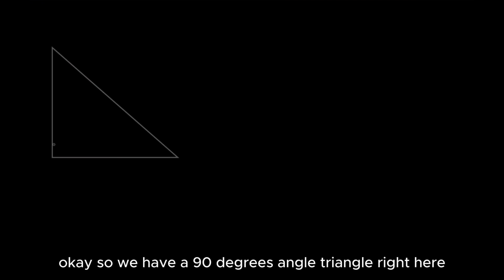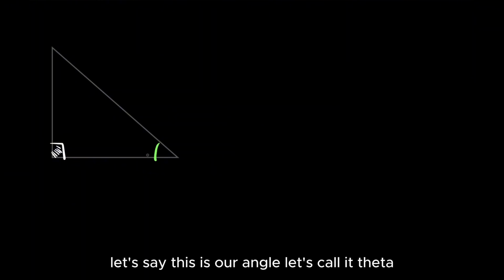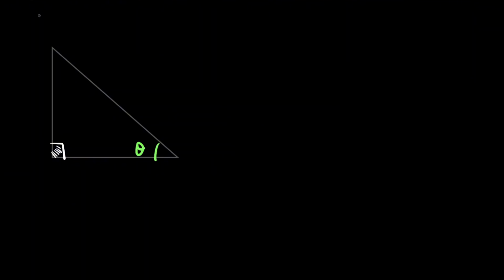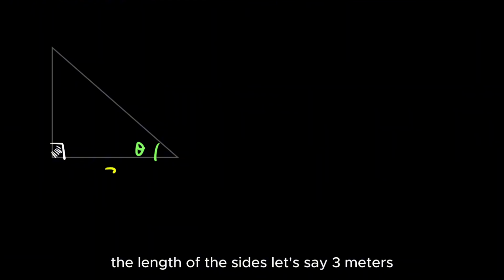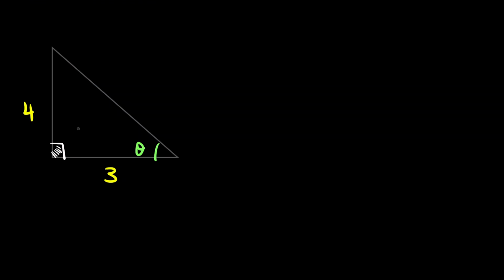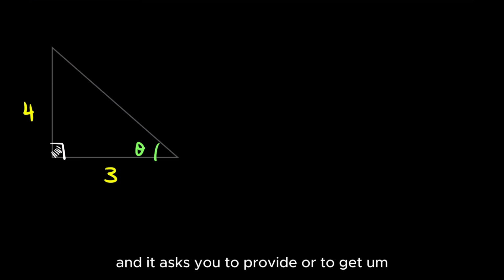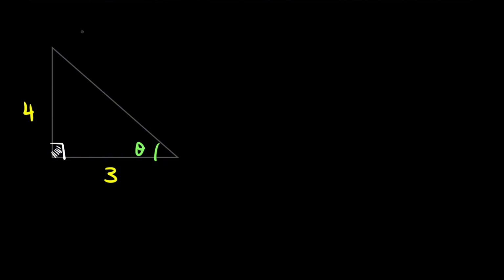Okay, so we have a 90 degrees angle triangle right here. Let's say this is our angle. Let's call it theta. You also are given the length of the sides. Let's say 3 meters, 4 meters. And it asks you to provide or to get the three main ratios for this angle based on the SOHCAHTOA.